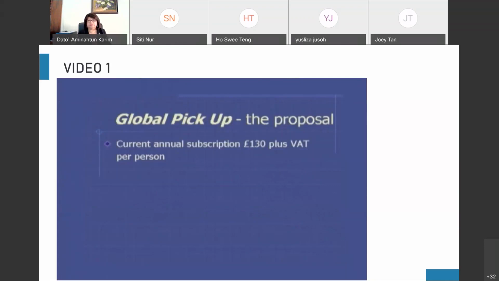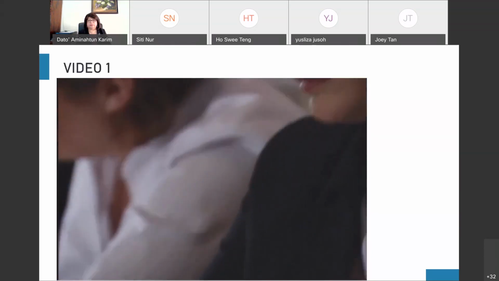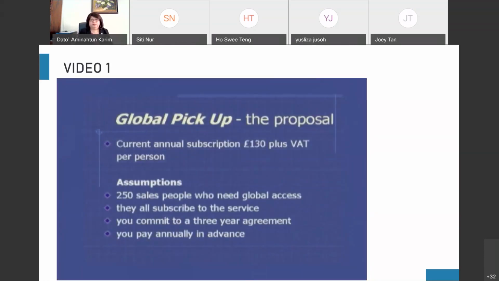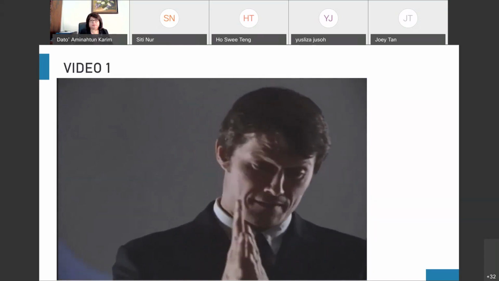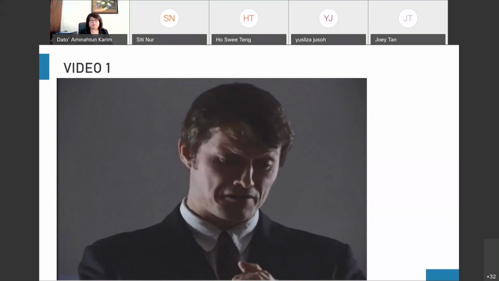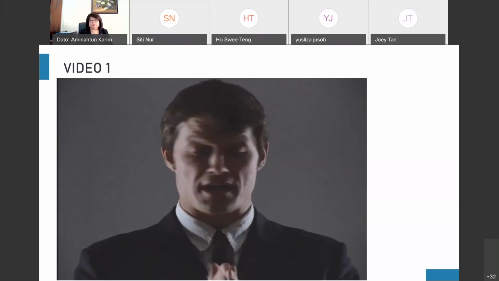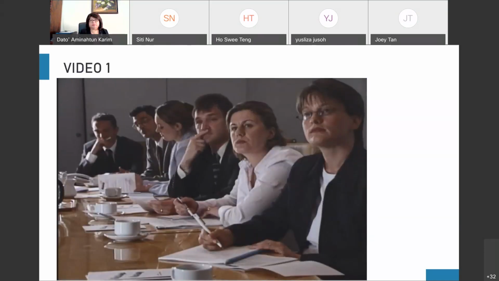However, we are prepared to offer selected customers a very special deal. If you have 250 salespeople needing global email access who would subscribe to Global Pickup and you commit to a 3-year agreement, payable annually in advance, we can deeply discount your costs down to £52 per person plus VAT, which is obviously a saving of 60% on your annual subscription, plus all of the other cost savings that go with Global Pickup in terms of local call charges. I hope you find that satisfactory.